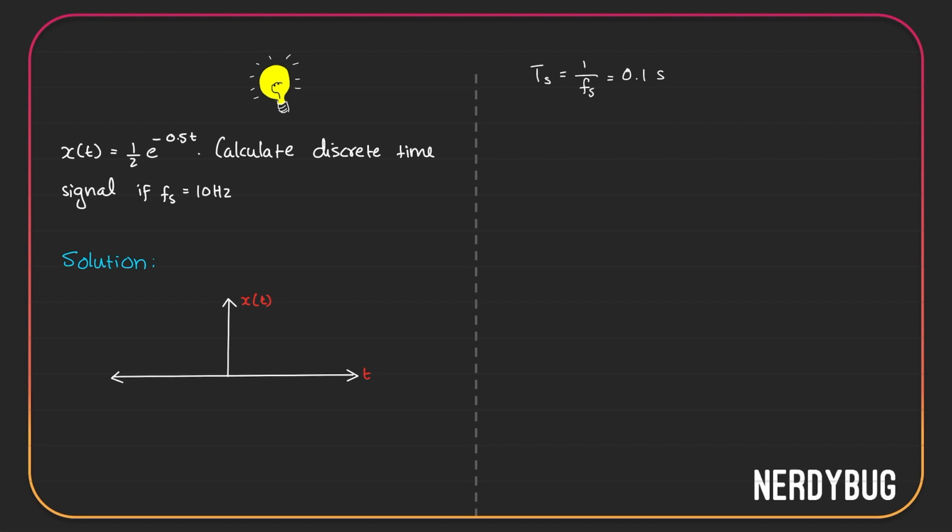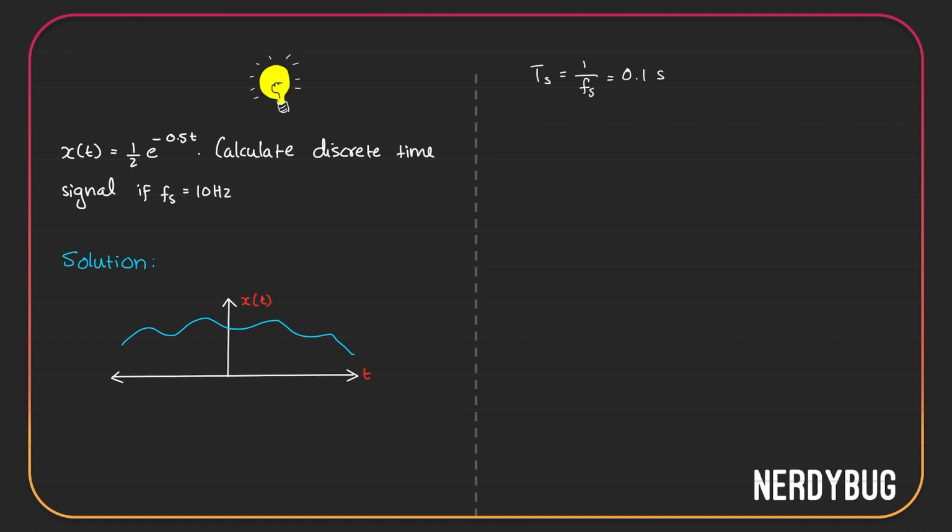To understand that better, let us take a random signal. Let's say this is my signal. This is my continuous time signal, and I have to create the discrete time version of this with a sampling frequency 10 Hz. That is, my sampling time period is 0.1 seconds.